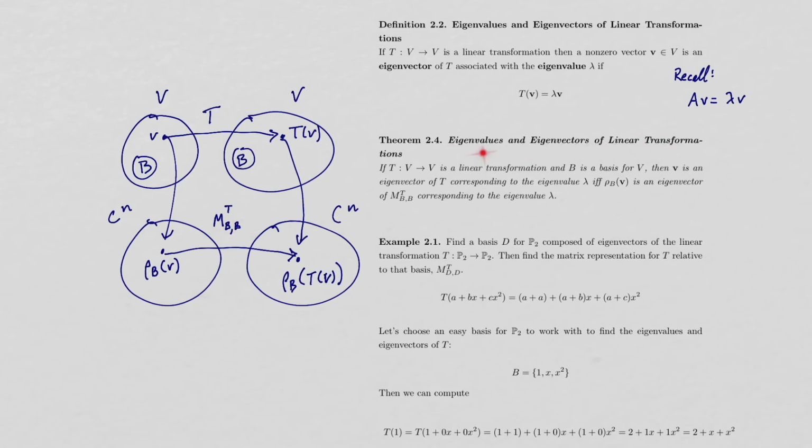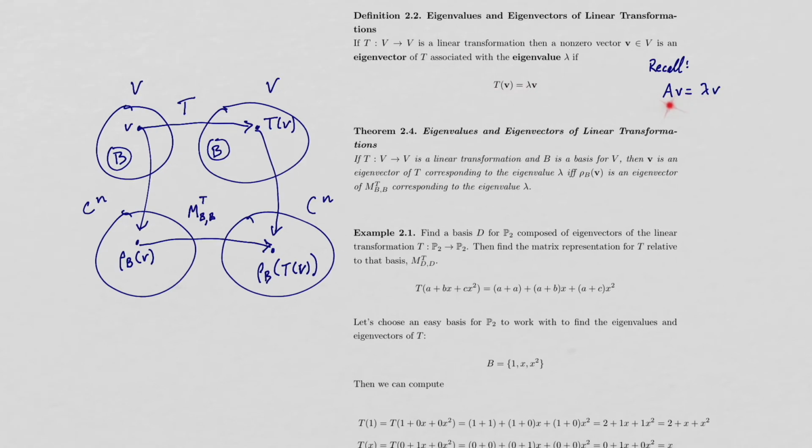And the theorem here says that the eigenvalues of this matrix are the same as the eigenvalues of this transformation T. The eigenvalues of the transformation satisfy this equation, and the eigenvalues of the matrix would satisfy this equation with A replaced by M. And the eigenvectors of this matrix correspond to eigenvectors for T.